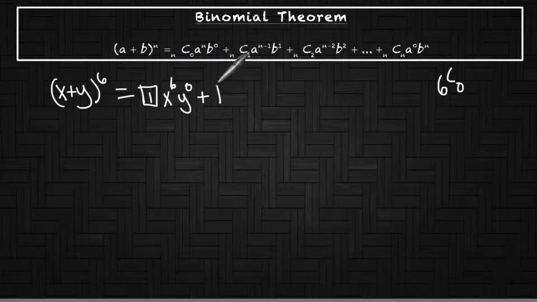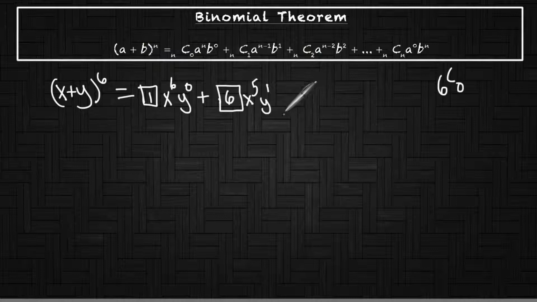We're going to put a box, and in this box we're going to put 6c1. And if you use your calculator, we're not going to do it, but if you use your calculator, you will get that to be 6. And now what happens here, there's a lot of patterns that you want to pay attention to. The exponent on the x goes down one level, and the exponent on the y goes up one level. So this is going to be x to the 5th, y to the 1st.